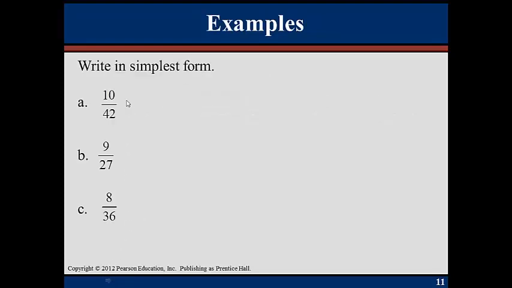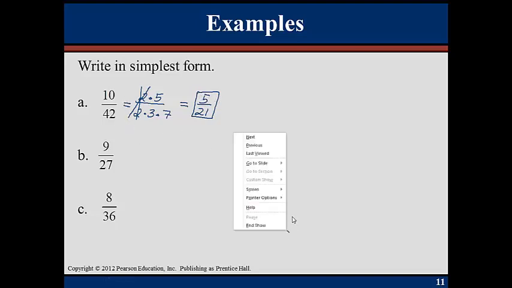So for example, we have 10 over 42. If you break it down into prime factorization, you're going to break down 10, which is 2 times 5, and then you're going to break down 42, which is 2 times 3 times 7. And then cancel any common factor. So the 2's would cancel out, leaving 5 over 21. That's one way of reducing a fraction into simplest form.